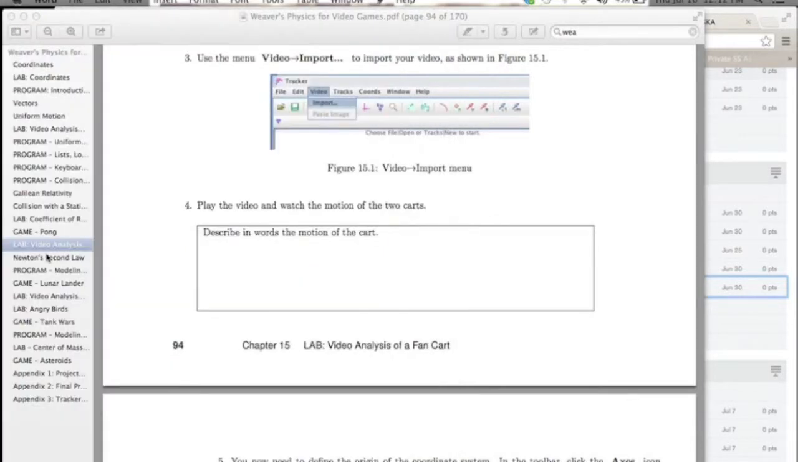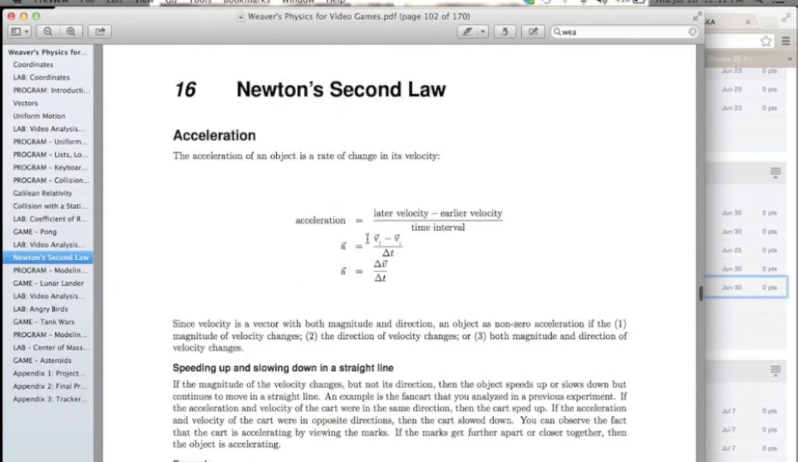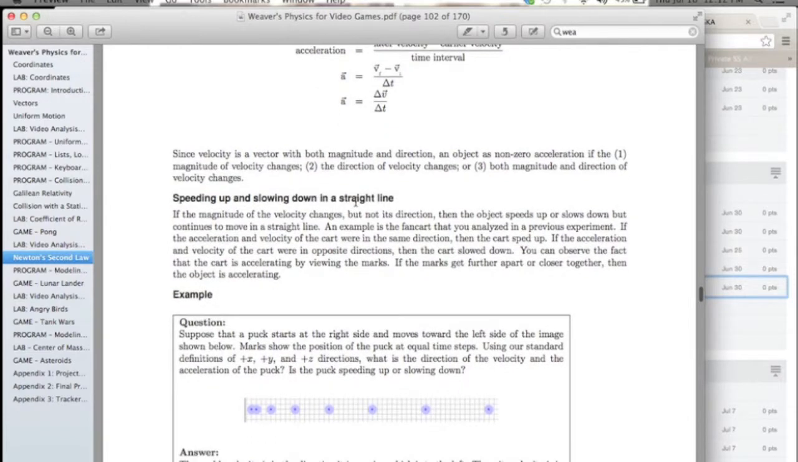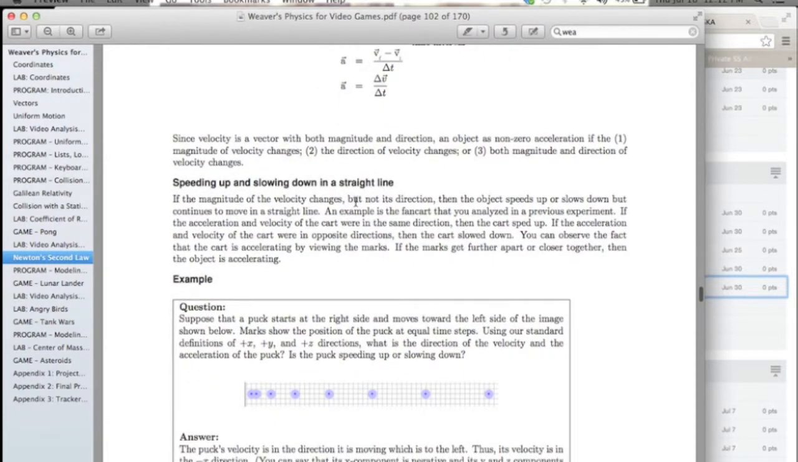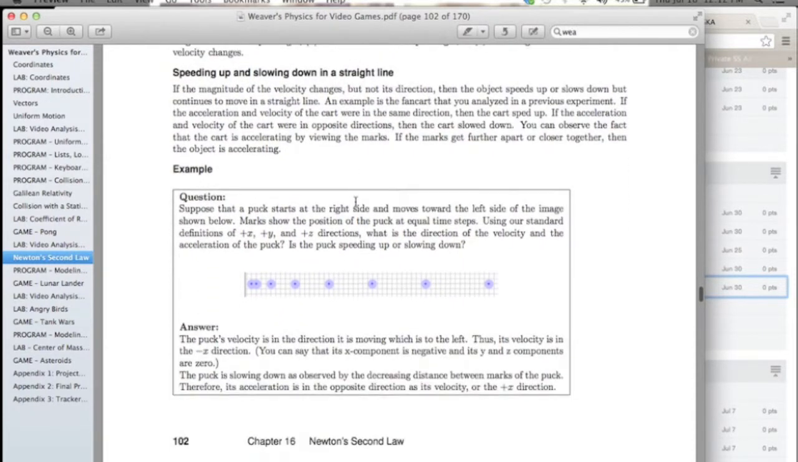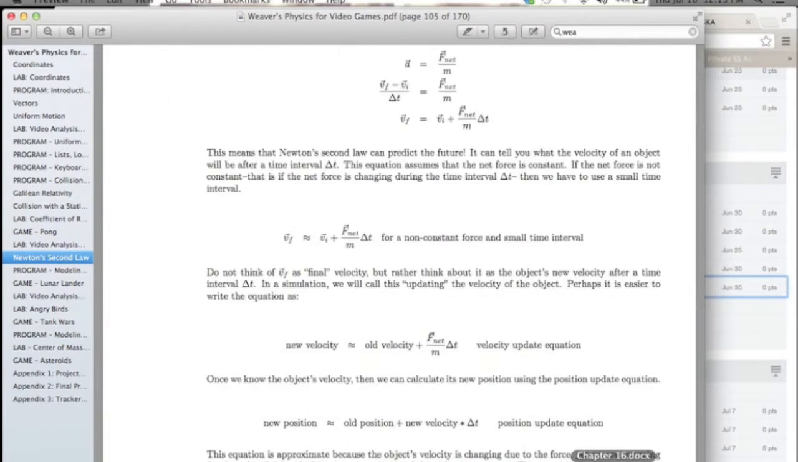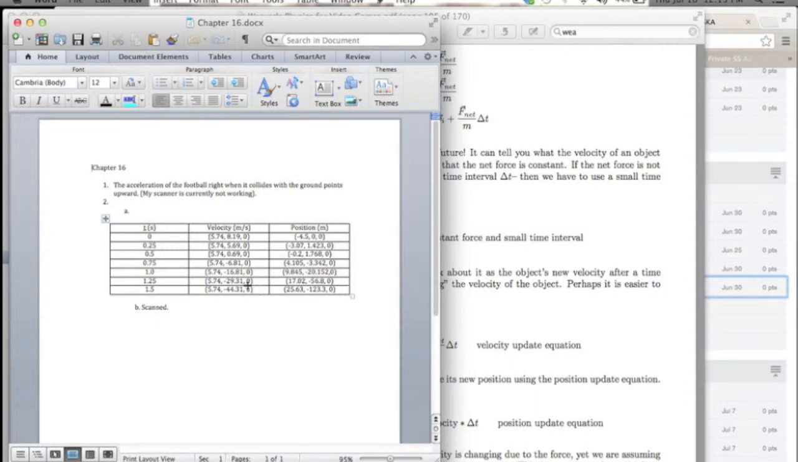Then chapter 16 talked about Newton's second law, describing his law and the acceleration: the final velocity minus the initial velocity over the time interval. We also had to answer some questions for chapter 16, as you can see.